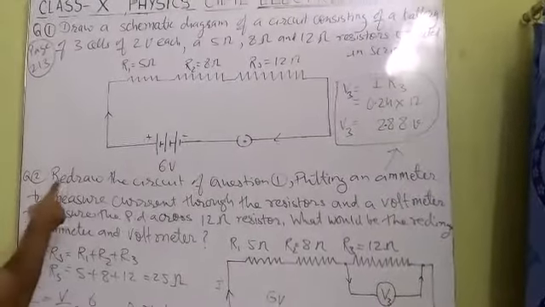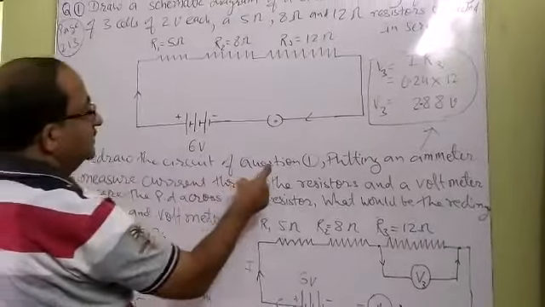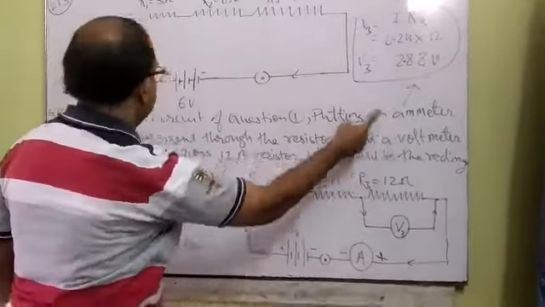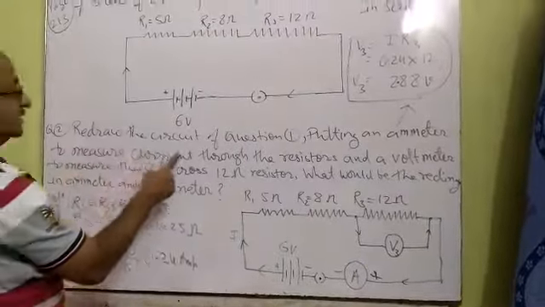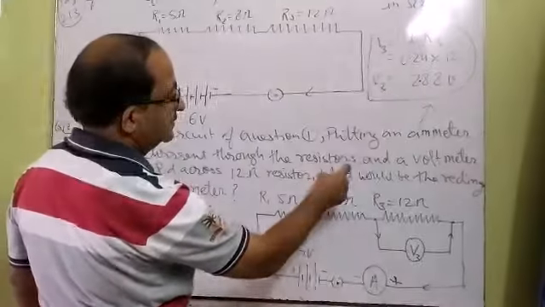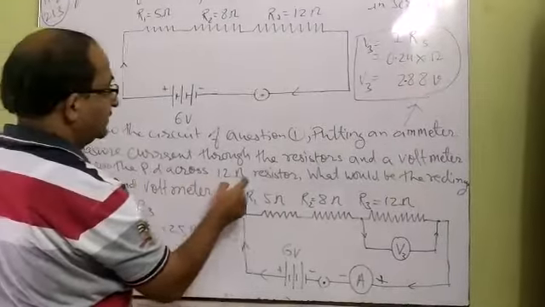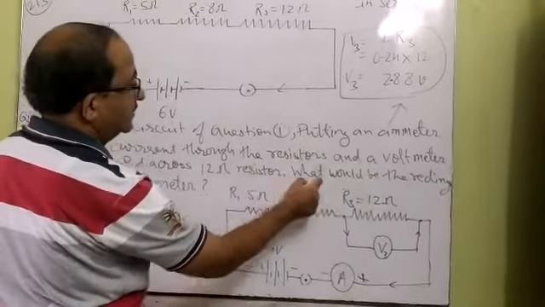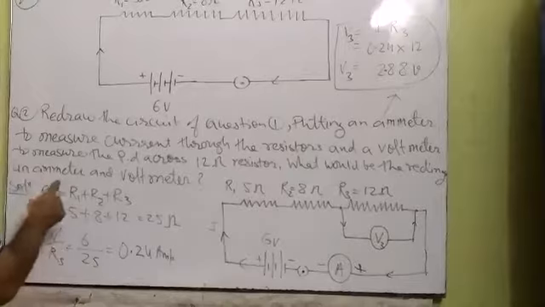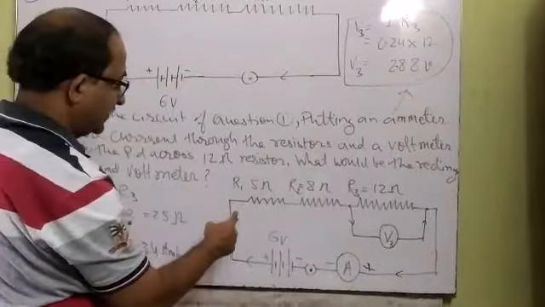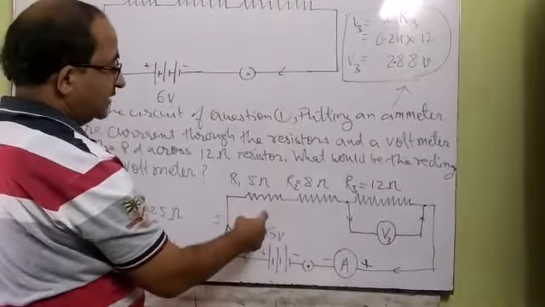Now in question number 2 it is asked, redraw the circuit of question number 1 putting an ammeter to measure current through the resistors and a voltmeter to measure the potential difference across the 12 ohm resistor. What would be the reading of ammeter and voltmeter? You need to calculate.